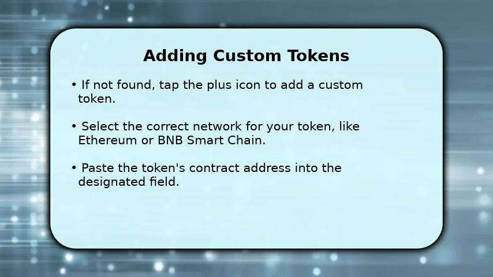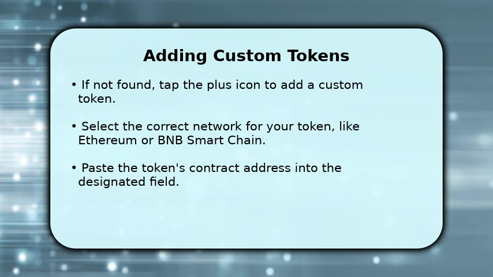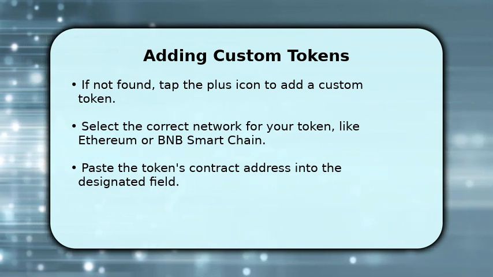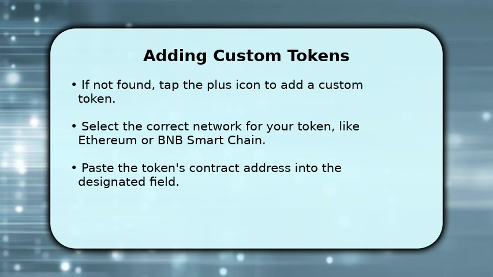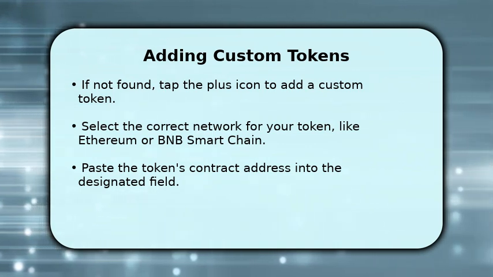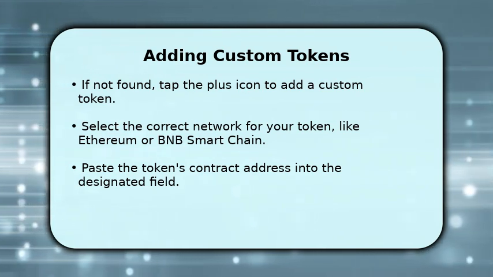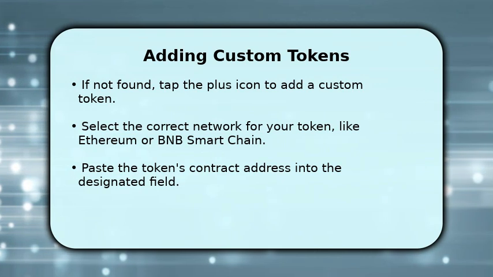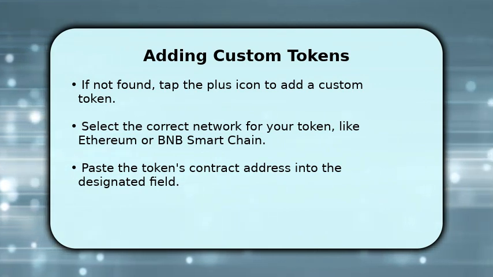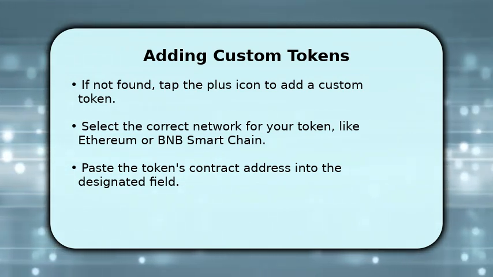If your desired token isn't found through the search, don't worry. Simply tap the plus icon, usually in the top right corner, to add a custom token. It's crucial to select the correct network for your token, such as Ethereum or BNB Smart Chain, to ensure compatibility. Next, you'll need to paste the token's unique contract address into the designated field. Double-check this address for accuracy to avoid any issues.